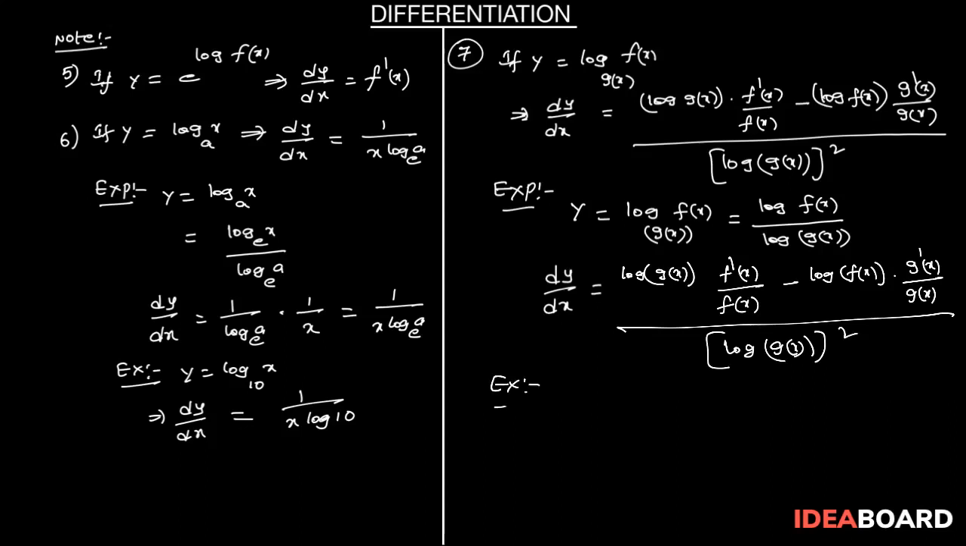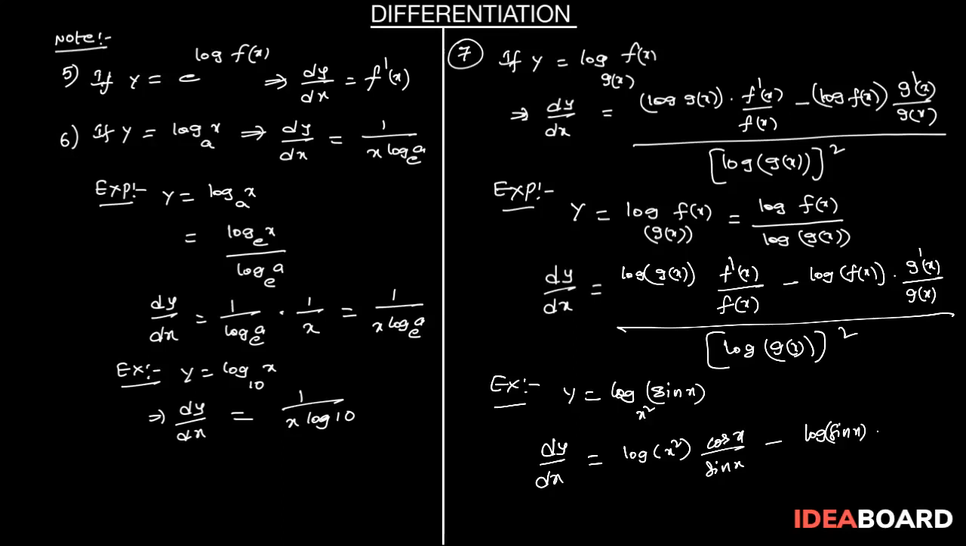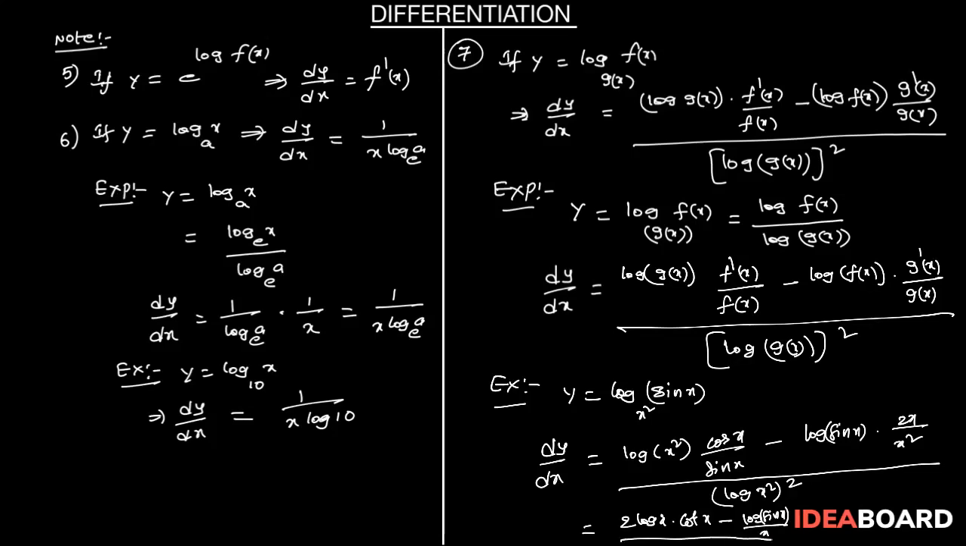For example, y = log of sin x to the base x square, then dy by dx equals log of x square into the derivative of sin x, which is cos x by sin x, minus log of sin x into the derivative of log of x square, which is 2x by x square, divided by log of x square whole square. That equals 2 into log x into cot x minus log of sin x divided by x, whole divided by 2 into log x whole square.